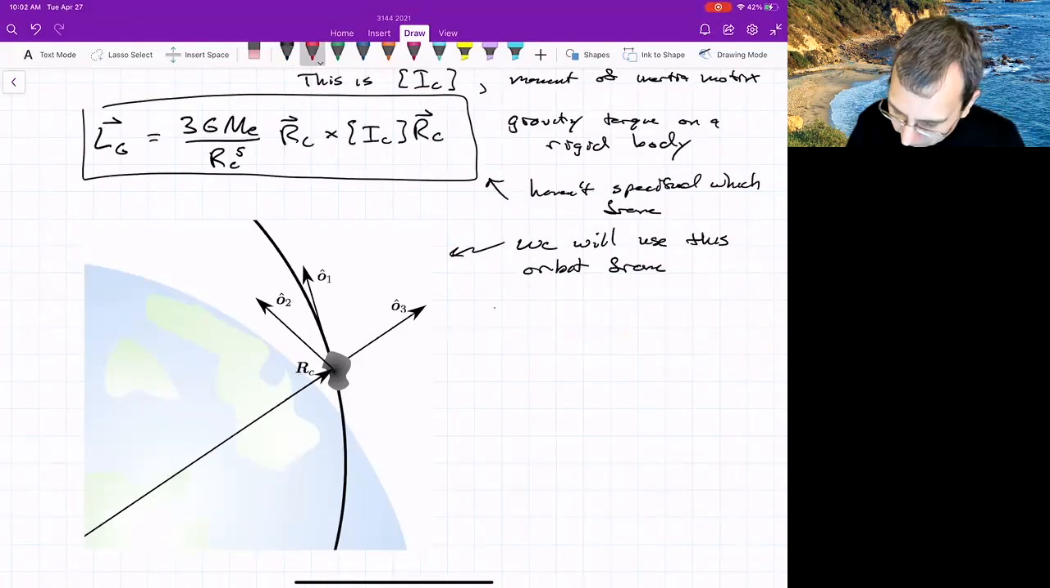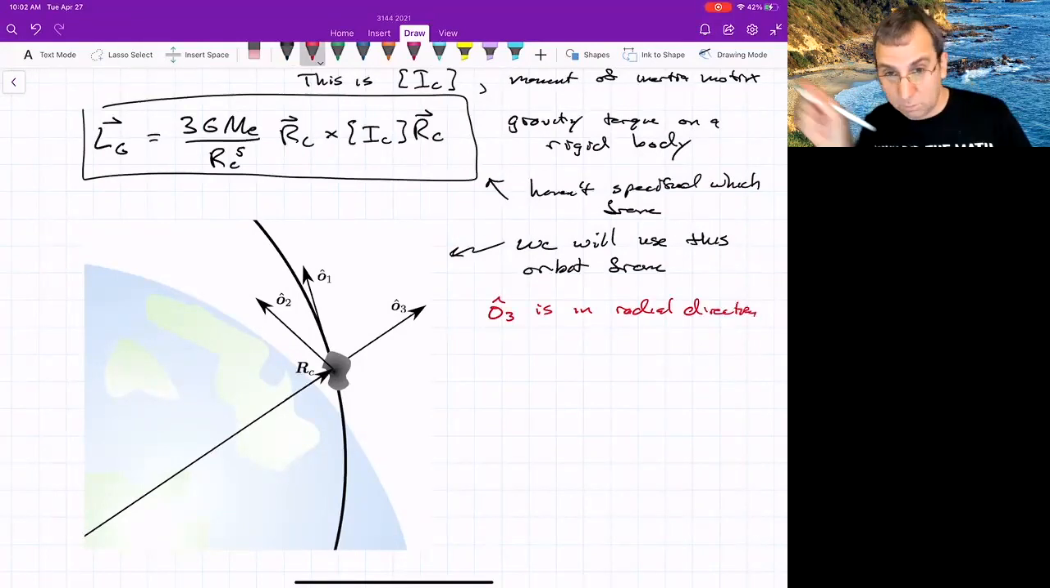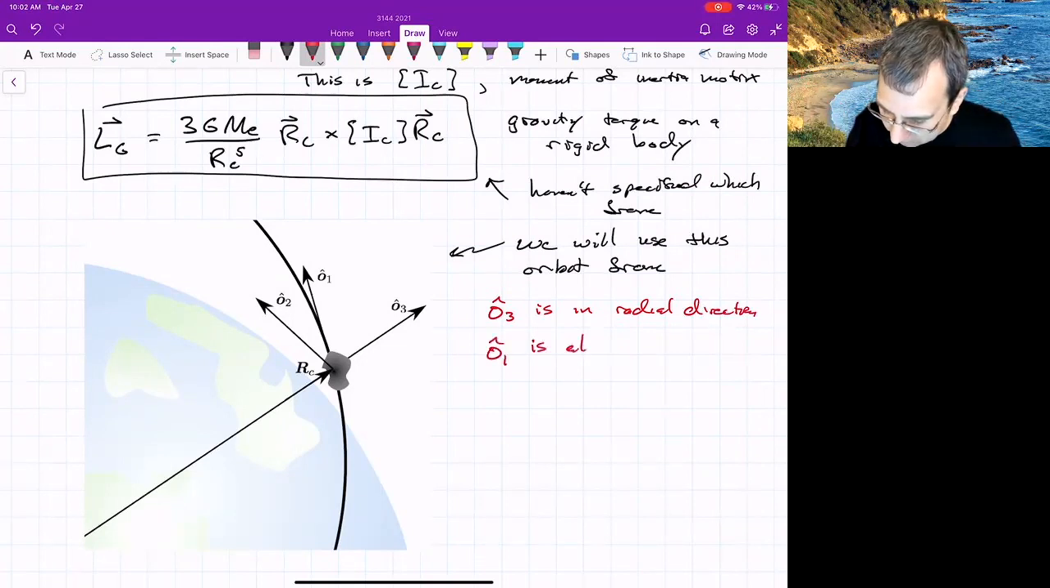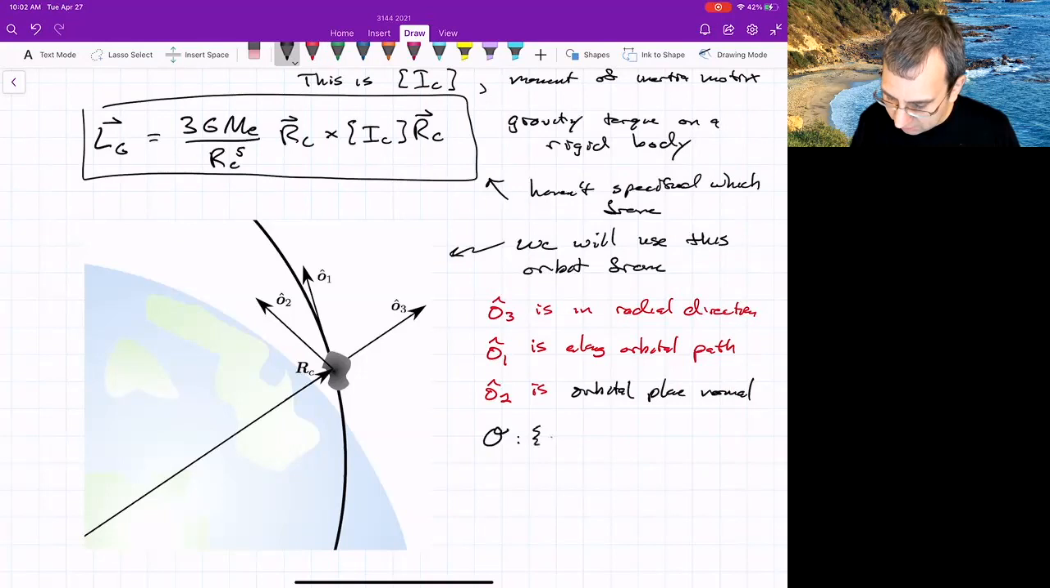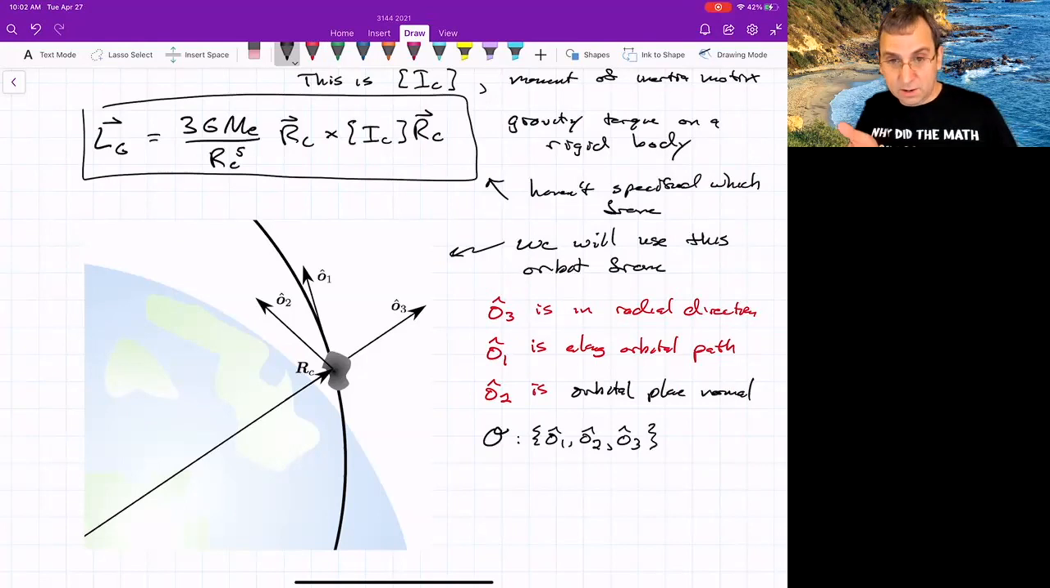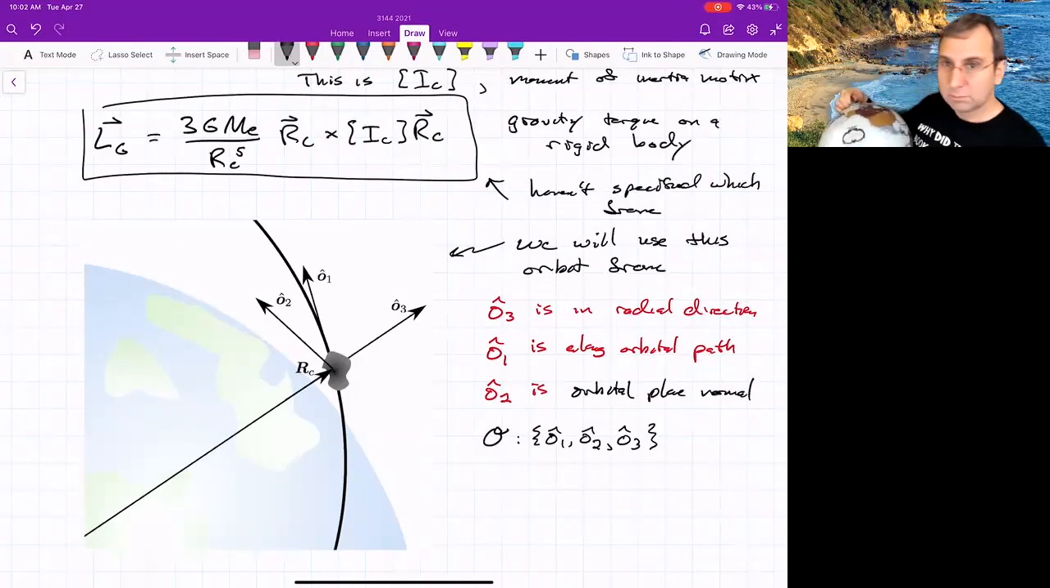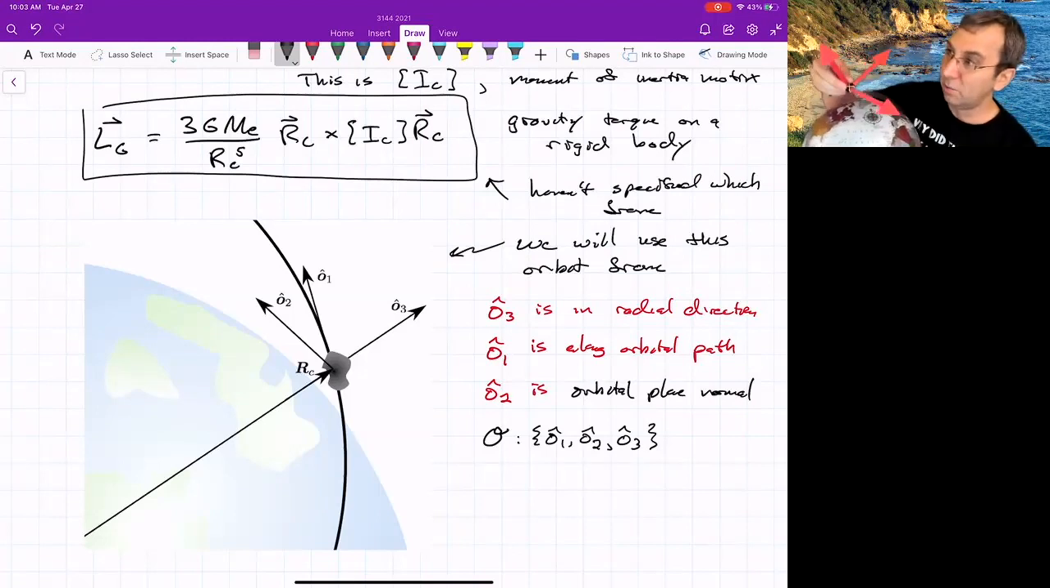And then we have O3 in the radial direction, pointing out away from the Earth. It's the unit vector in the radial direction. O1 is along the orbital path. And then O2 is the orbital plane normal. So this frame, call it maybe big O, is O1, O2, O3. Those are right-handed. I have my Earth. Here's my Earth. The radially outward direction, that's O3. O1 is along the orbital path. And then O2 is normal to the orbital plane.